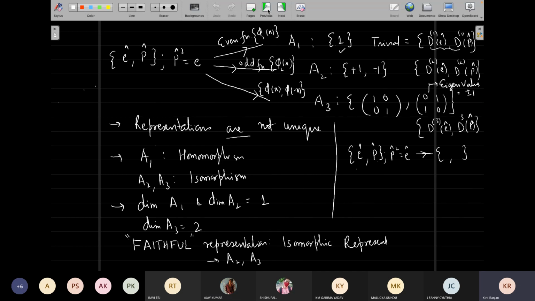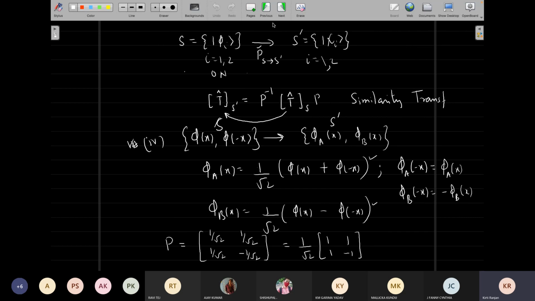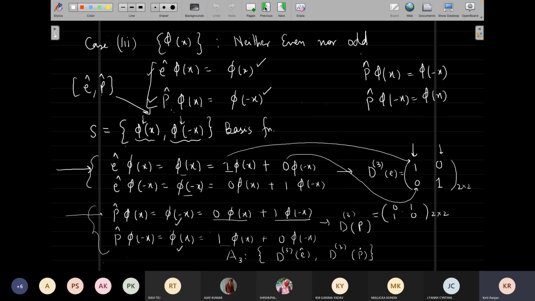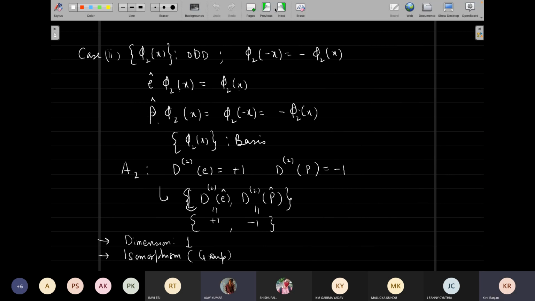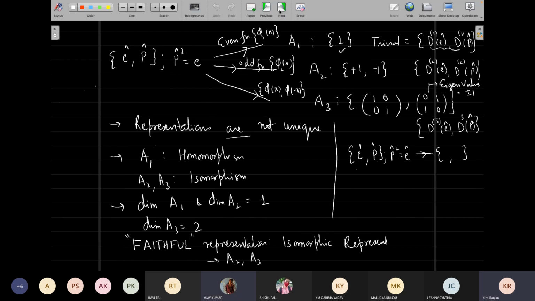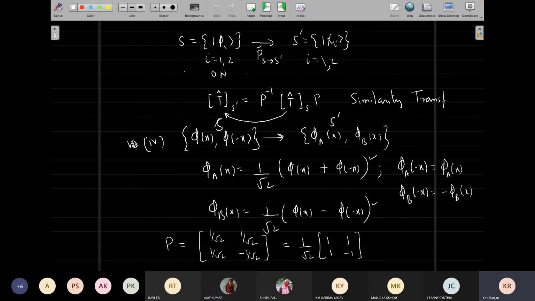First, I considered those functions. Now that you have asked and I'm answering, first I considered those functions which are not the eigenfunctions of both E and P. Phi x and phi minus x are eigenfunctions of the E operator, but they are not the eigenfunctions of the P operator, right? And then I considered A4.